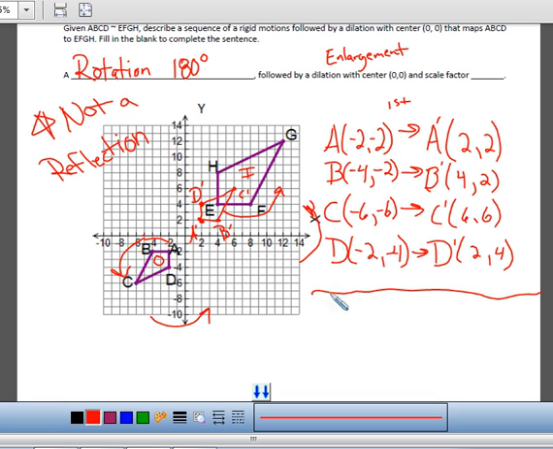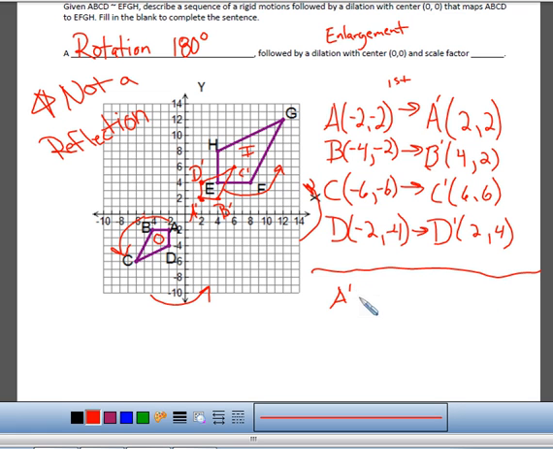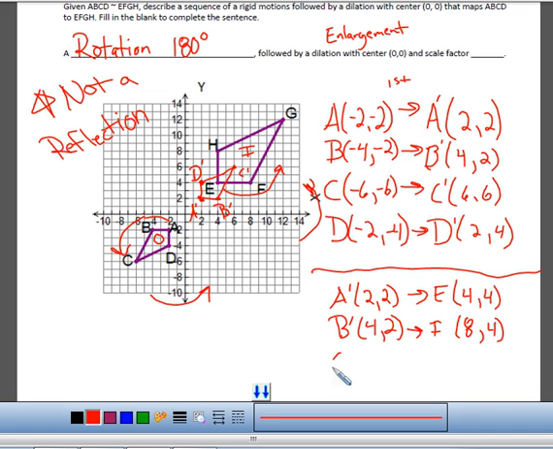One of the things you can do is start with a point. So A prime, let me scooch this down a little bit, you might lose some of what's up at the top. A prime is going from 2, 2, and it's becoming the image E, and that's 4, 4. I think many of you can figure out right away what is happening. B prime is 4, 2, and that's going to the image F, and F is at 8, 4. C prime, 6, 6, goes to G, 12, 12. And lastly, D prime is 2, 4, and H is 4, 8. So what do I do to these numbers to get these numbers? It's a scale factor of 2.